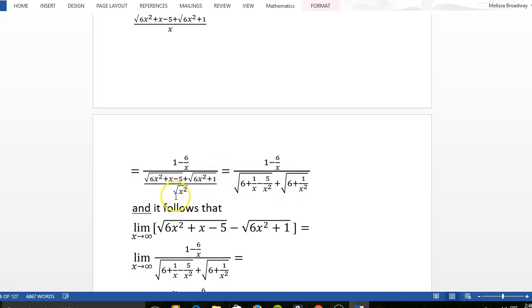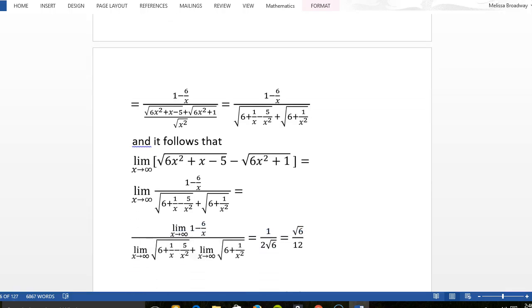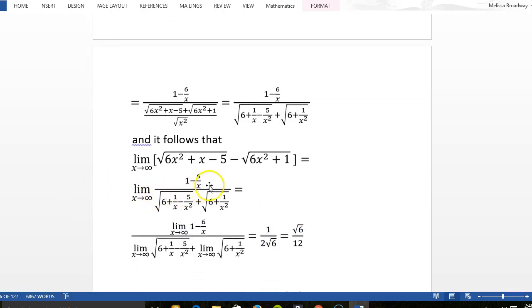And again, 6x squared over x squared is 6. And then plus 1 over x squared as is, all inside the radical. Okay? So hence it follows that the limit as x goes to infinity of the expression we had in the very beginning equals the limit as x goes to positive infinity of this expression that we got now, that we had to do all that work to get. But that's good. We like this one a lot better.